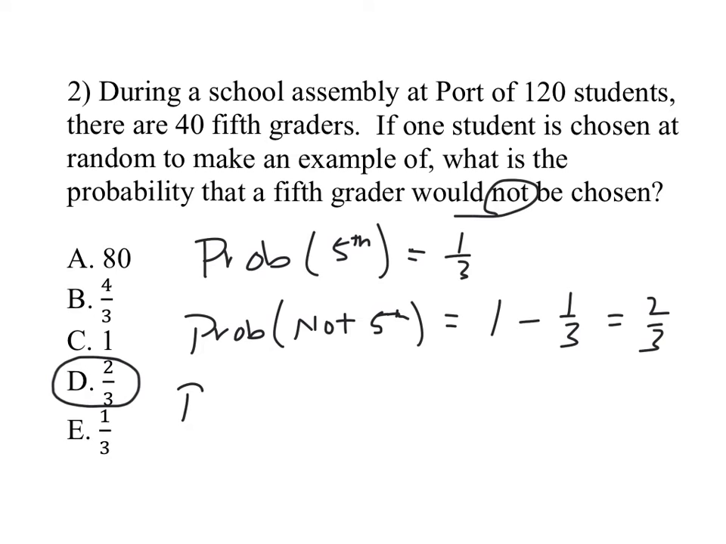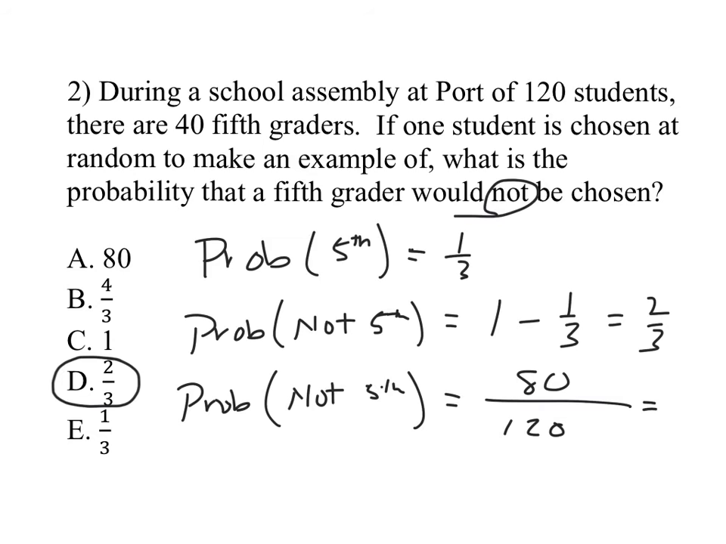Another way to look at it, if that doesn't float your boat, probability of not being a fifth grader, how many not fifth graders are there? Well, there's 120 students total. 40 of those are in fifth grade. That means 80 are not in fifth grade. And 80 over 120 reduces to 2/3. So no matter how you look at it, the answer is going to be 2/3.